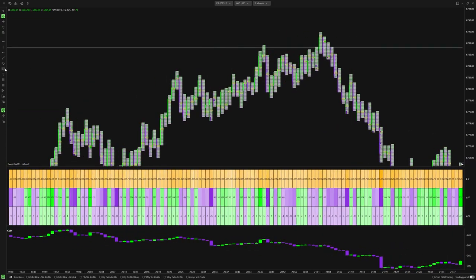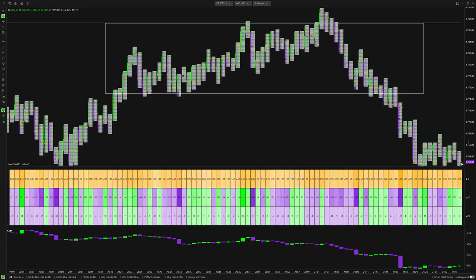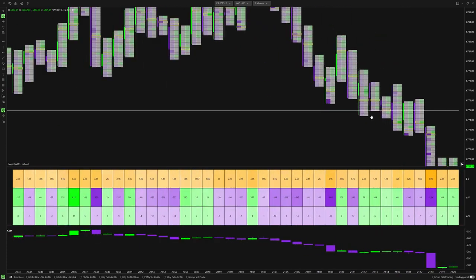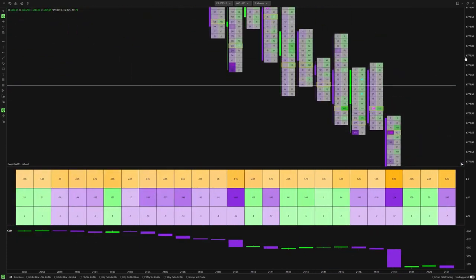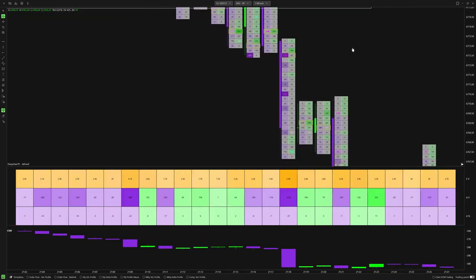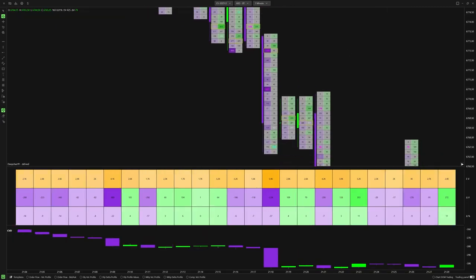Well, this is more or less the big range, right? And then we break out around here. So let's take a look at what happens during the actual breakout. Look at this. So we have first, of course, a buyer trying to absorb that gets completely run through.